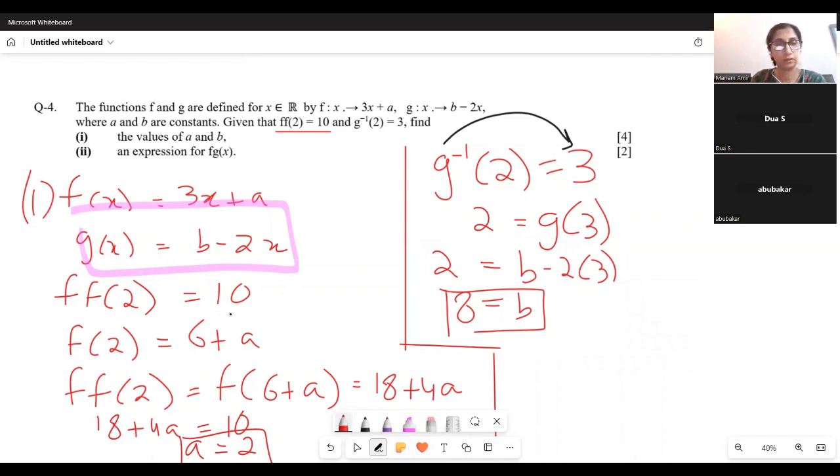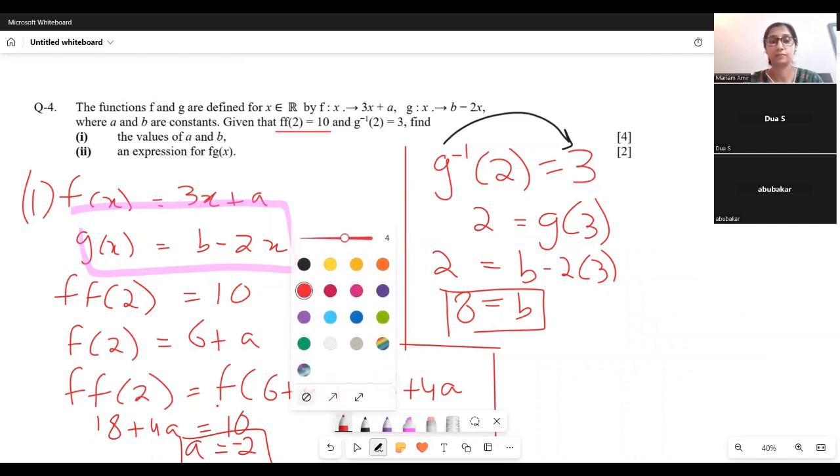Hold on. A की value then minus 2 रखी हुई है. Yes, it's going to be minus 2, because 10 minus 18 is minus 8 and then divided. Okay. Express f g x.